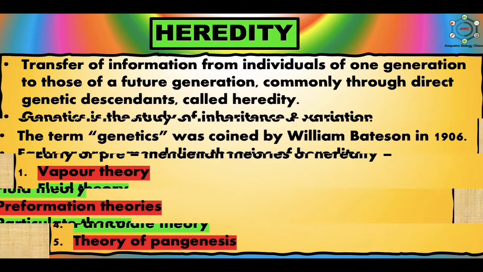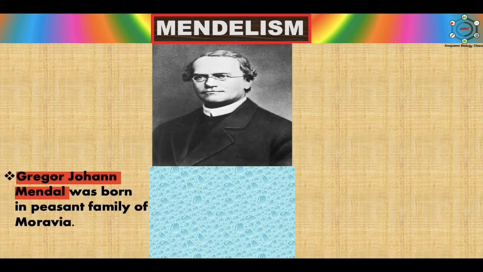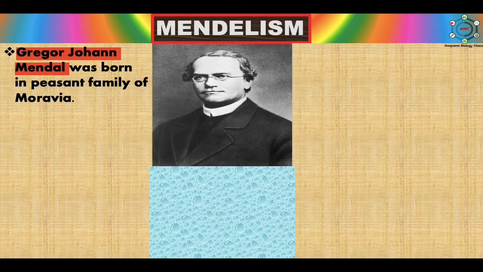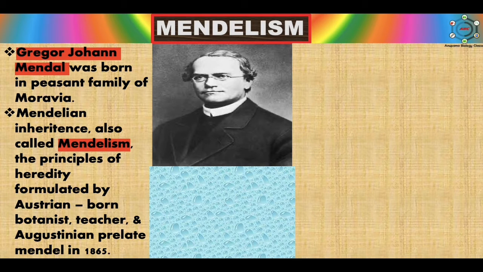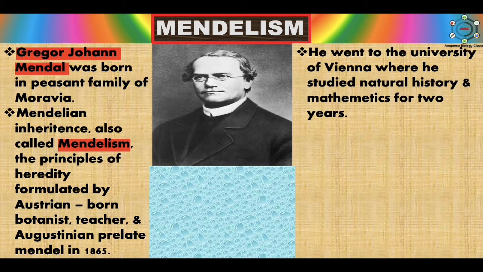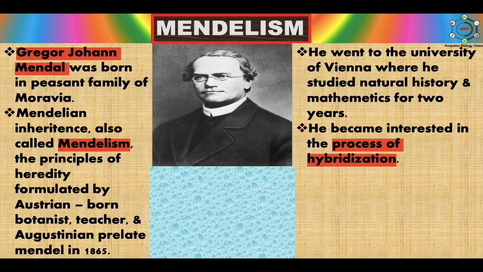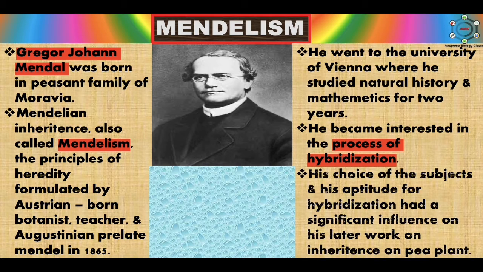After this, now Mendelism. Here, Gregor John Mendel was born in a peasant family of Moravia. Mendelian inheritance, also called Mendelism, is the principle of heredity formulated by the Austrian-born botanist, teacher and Augustinian prelate Mendel in 1865. He went to the University of Vienna, where he studied natural history and mathematics for 2 years. He became interested in the process of hybridization.